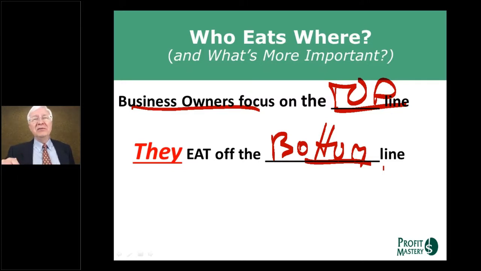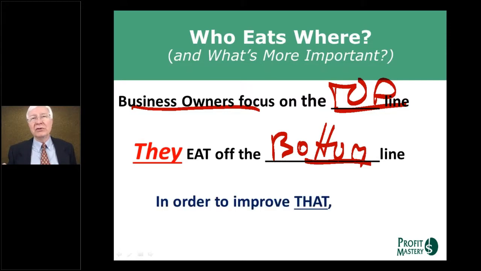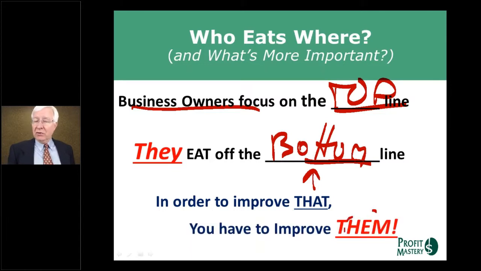And here is this fundamental truth. It's a truth that I had to learn. It's a truth that you have to be able to share with your clients. In order to improve this thing that we call the bottom line, you have to improve your clients. Nobody else can do it for them. Their CPA can't do it. Their banker can't do it. Their spouse can't do it. They have to start with them.